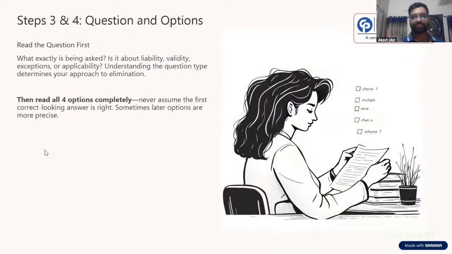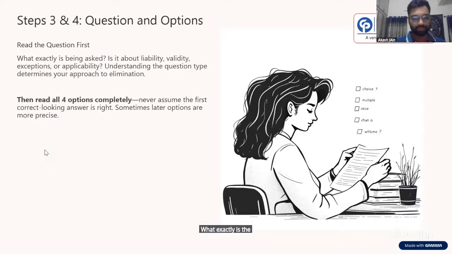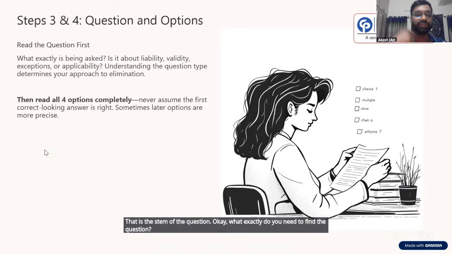All right. Next step is reading the question, and that too thoroughly, understanding the requirement of the question. And the most important thing is understanding the stem of the question. What exactly is the stem asking? So let's say the question gives you a factual hypothetical situation. Then after the facts, there will be a stem of the question. For example, decide whether A is guilty of murder or not. That is the stem of the question. What exactly do you need to find in the question? What exactly do you need to answer?